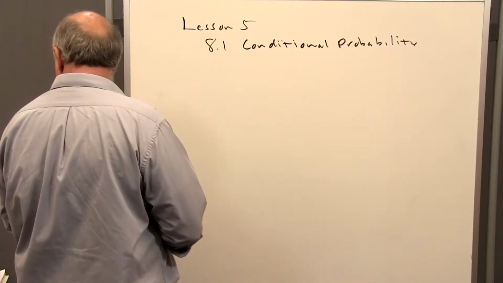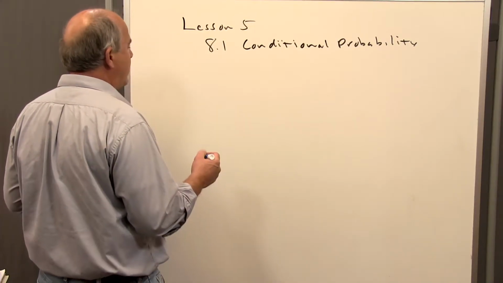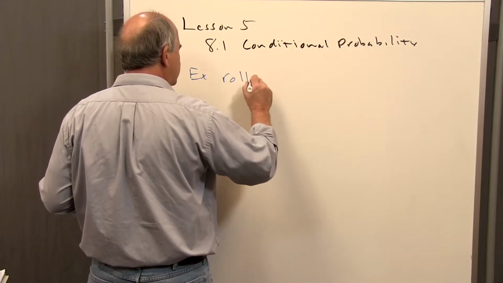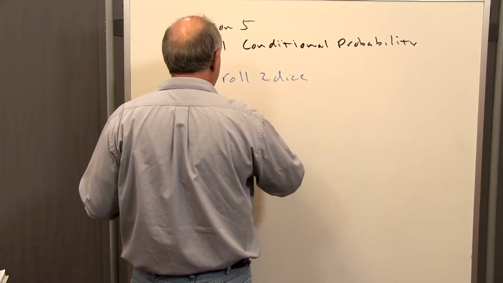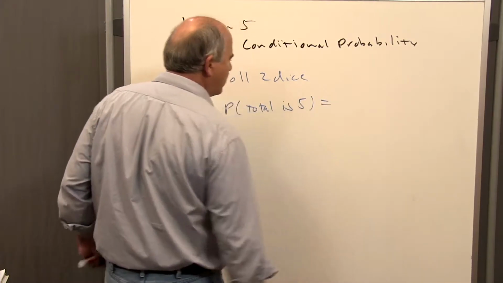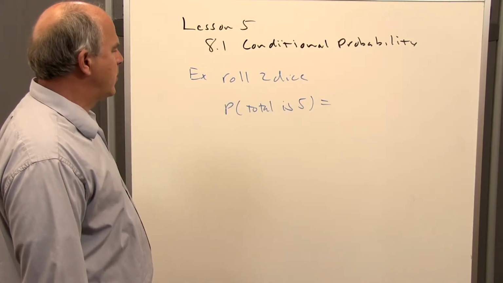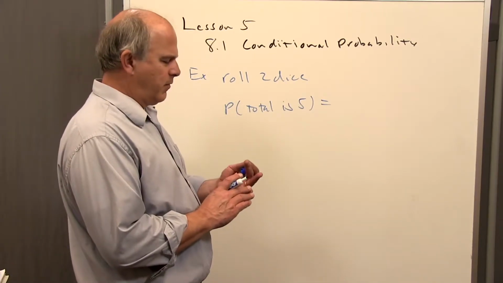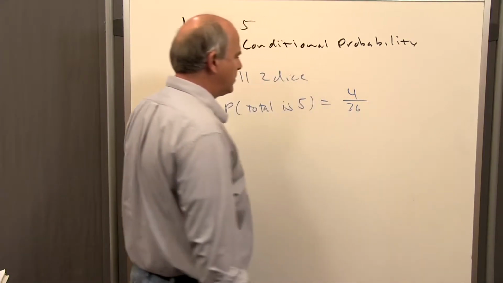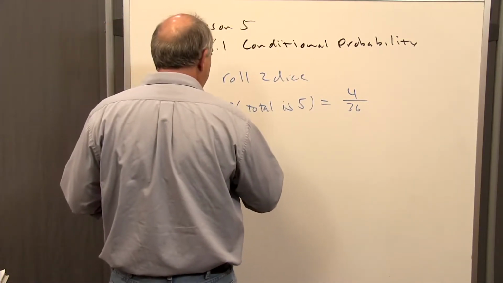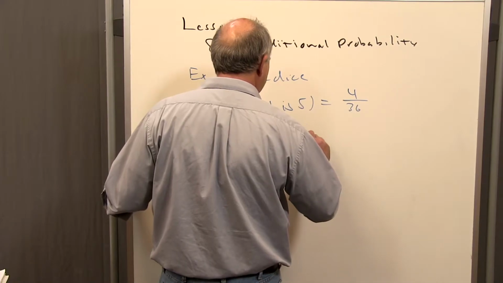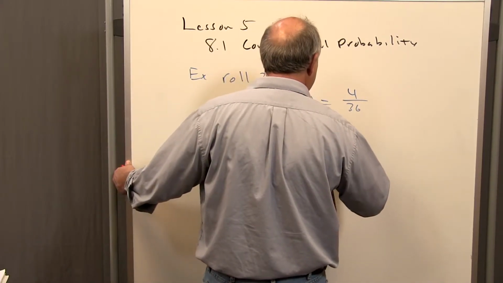So let me do a Venn diagram. A sample space question. So we roll 2 dice. What's the probability the total is 5, let's say? Well, I'm not going to draw that sample space on the board again. Probability the total is 5. You can either get a 4-1 or a 1-4 or 2-3 or 3-2. And so that's 4 out of 36, right? What's the probability that the total is 5 given that at least one die is a 2?